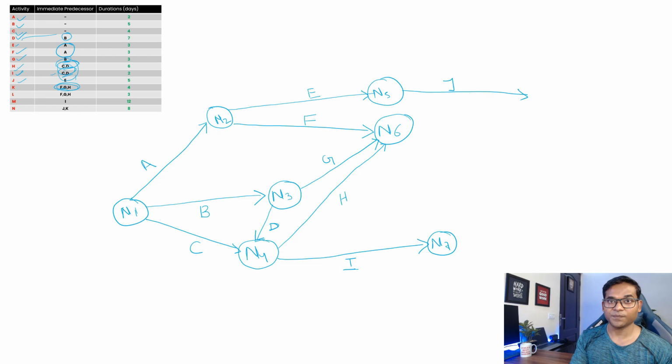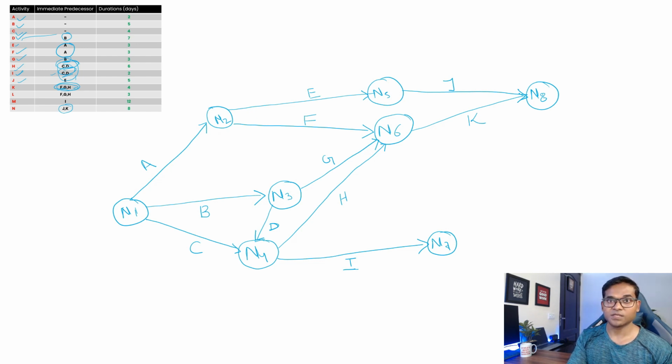So K should start from FGH, which is where we have node N6. Okay, so it should start from here, and where should it end? It should end at a point, remember, where J and K are converging. So remember we have drawn this J, and it should converge at this node because J is ending here, and let's name it N8. Okay, this is node 8 where J and K are converging, right?